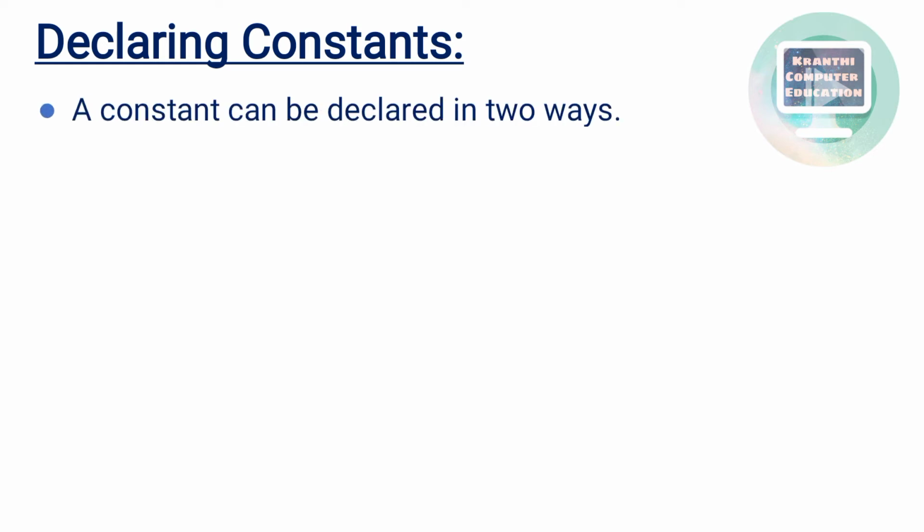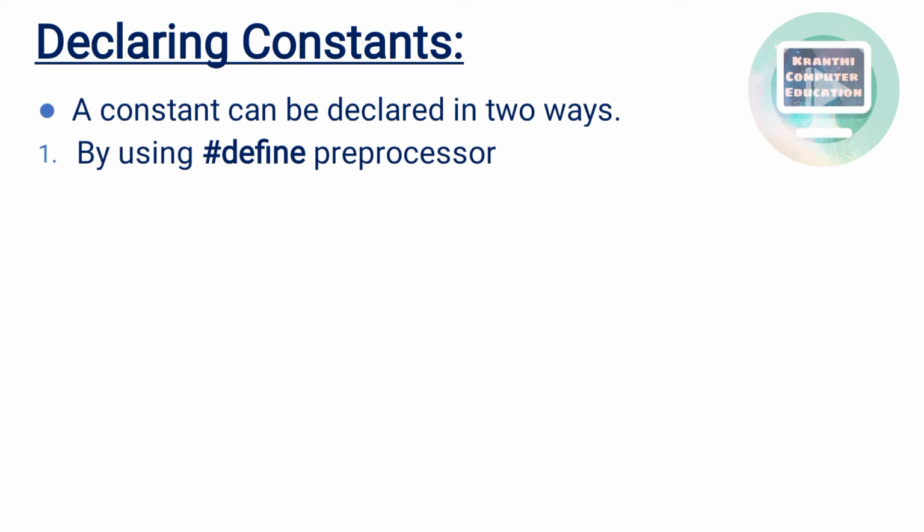Next we will see declaration of constants. We are going to see how to declare constants in a C language program. Let's see now. A constant can be declared in two ways. They are by using the #define preprocessor and by using the const keyword. So there are two ways to declare constants in C language programs.